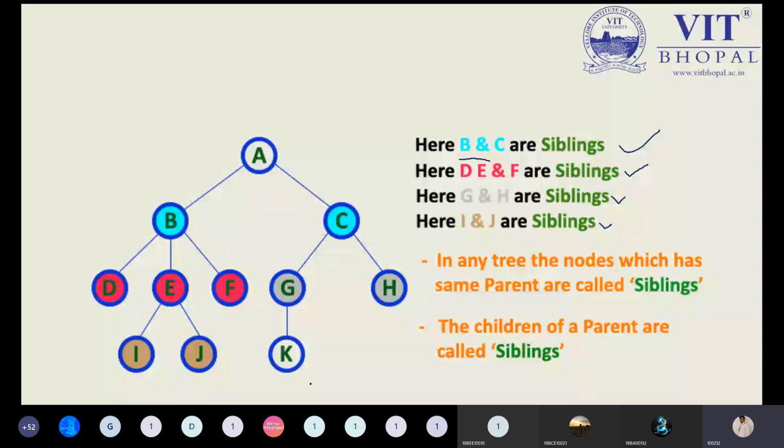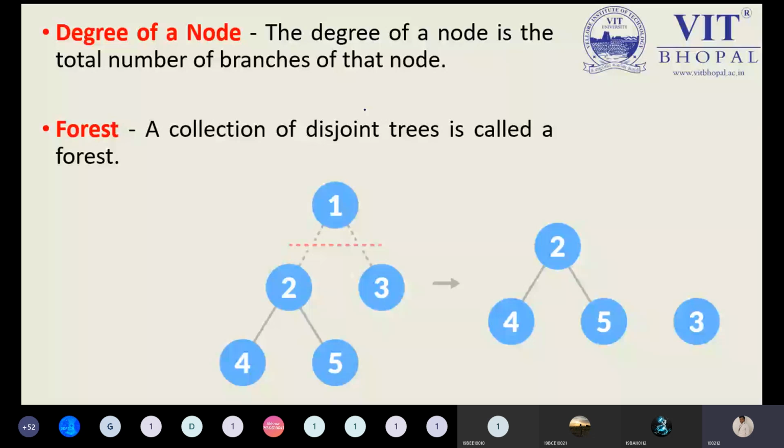For the next concept, which is known as the degree, let us understand the degree. What is meant by the degree of a node? The degree of a node is basically represented by the total number of branches of that node. So we can represent that as the degree.